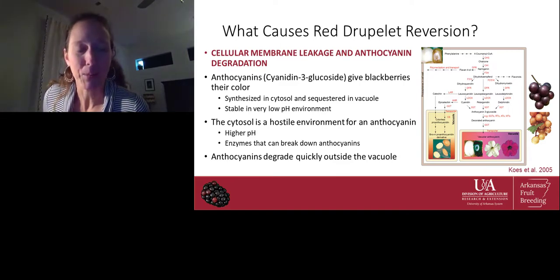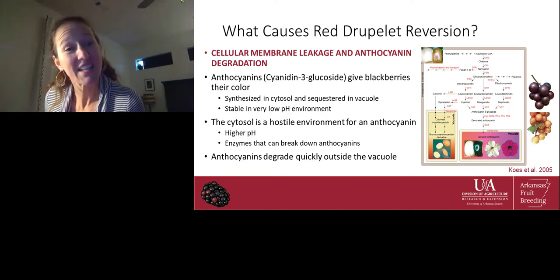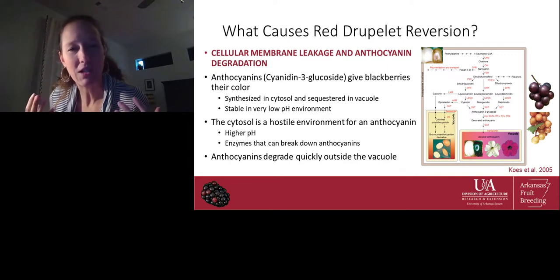And here we've got a little picture of the pathway where anthocyanins are synthesized. It's a lot of detail, and I don't fully understand it myself, but they are synthesized in the cytosol, and then they are sequestered in the vacuole, which is basically just a little storage compartment in the cell. And the vacuole protects these compounds from polyphenol oxidases and polygalacturonases, the enzymes that break those anthocyanins down if they're left in the cytosol.